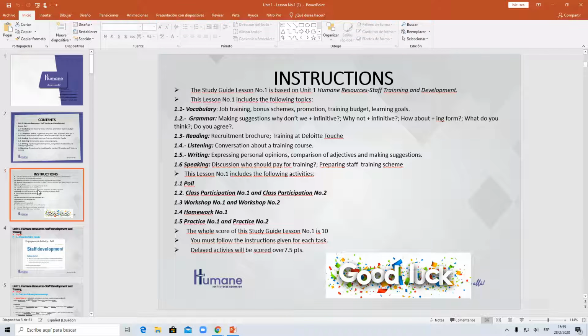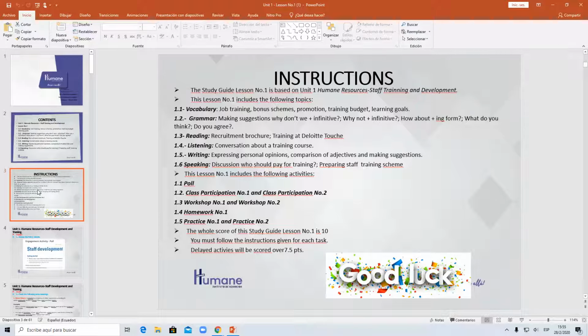The study guide for lesson number 1 is based on Unit 1, Human Resources, Staff Training and Development. This lesson includes the following topics, the ones that I mentioned before, the contents. And in this lesson, there are some activities that you have to accomplish: a poll, class participation number 1 and class participation number 2, workshop number 1 and workshop number 2, homework number 1, practice number 1, and practice number 2. The whole score of this guide is over 10, and you must follow the instructions given for each task. Delayed activities will be scored over 7.5 points.